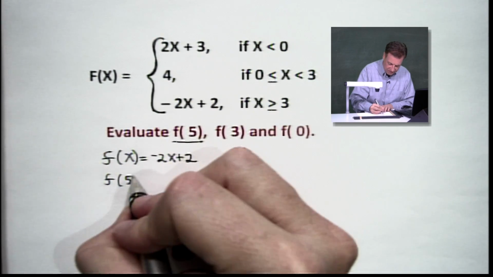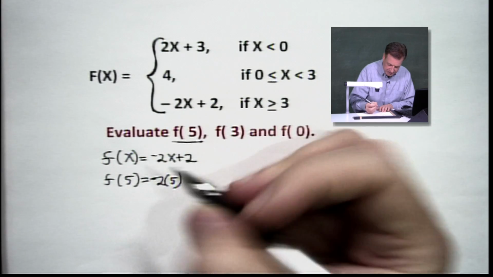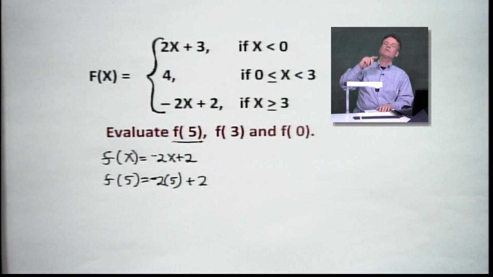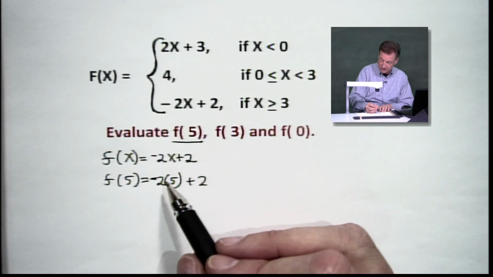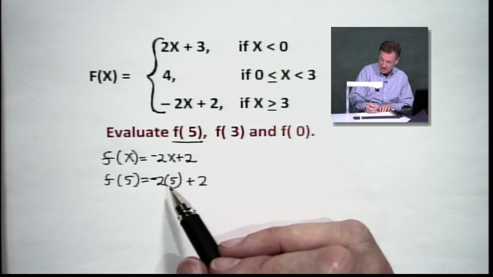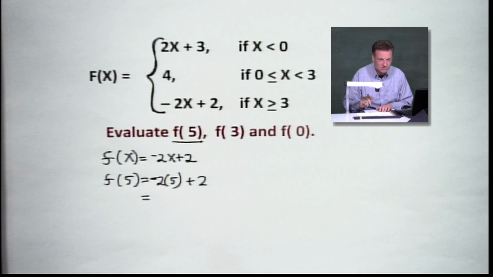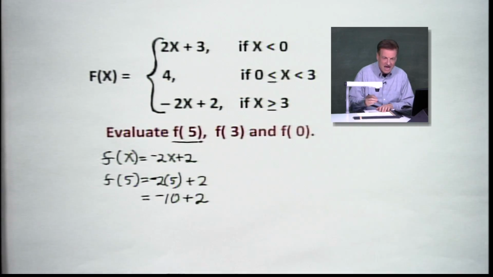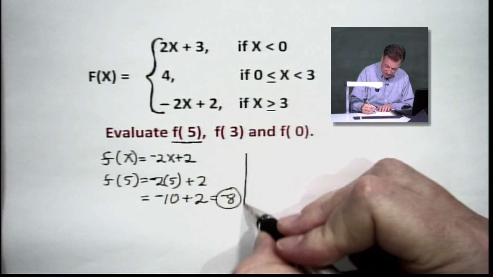So f of 5 equals -2 times our 5, plus 2. Let's multiply it out. That's a -2 times 5. We've had that one before, haven't we? Or we had a -5 a minute ago. This time we got a +5, so be careful with it. Sometimes I trick you up a little. So how about -10? Add 2 to that. I see a -8.